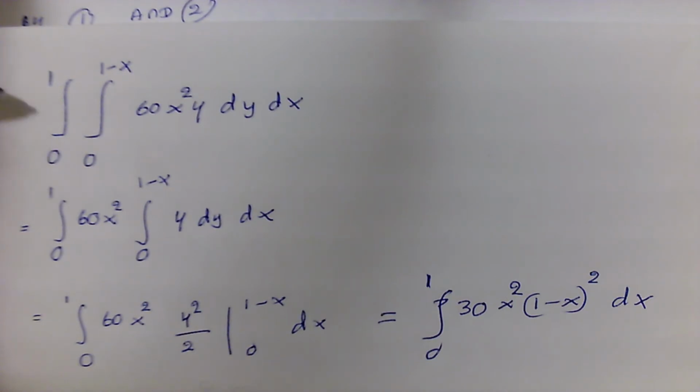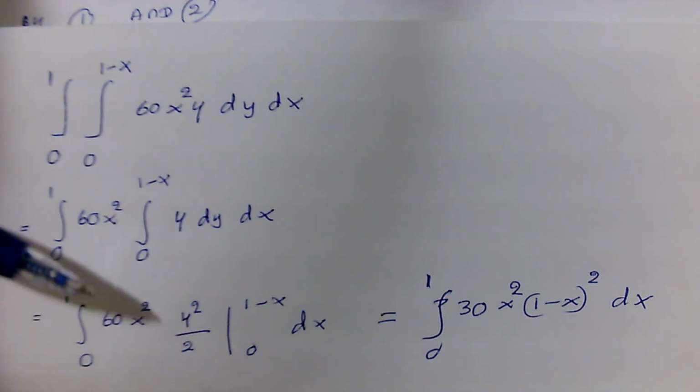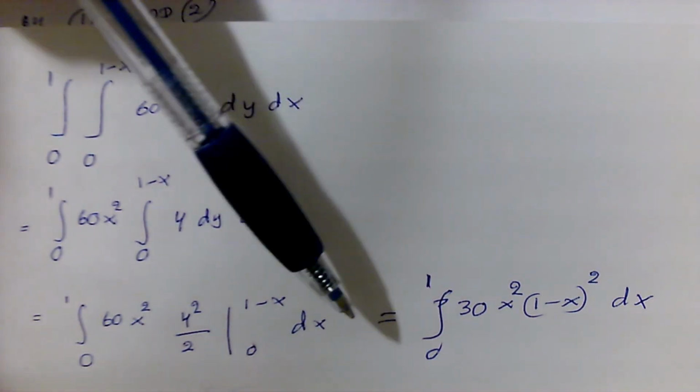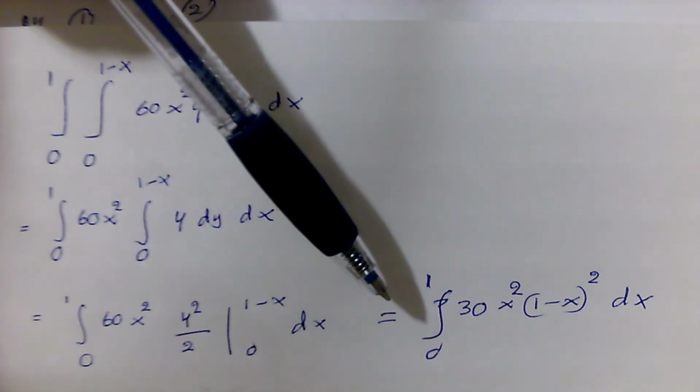Okay, so now I'm going to integrate this. First I'm going to integrate with respect to y. When I'm integrating with respect to y, this x is a constant, so I can factor that out like this. So it is 60x squared times the integral of y dy. After taking the integration, it equals 60x squared times y squared divided by 2, and I can put the upper limit and lower limit of y. When I put the limits, it equals 30 times x squared times (1 minus x) squared dx.